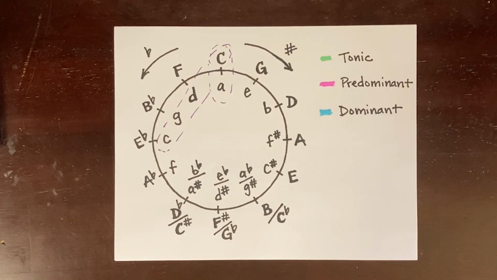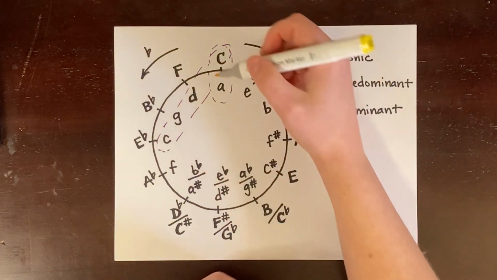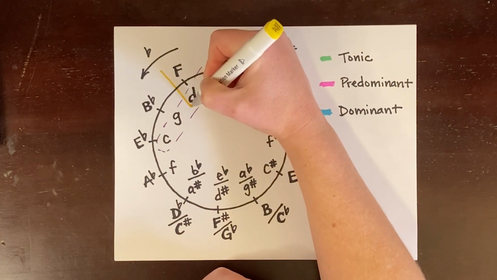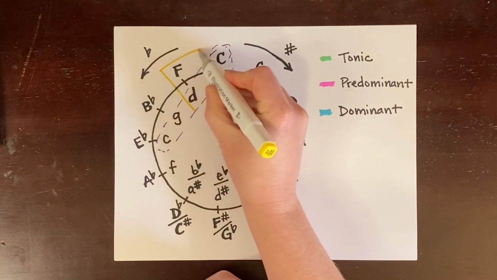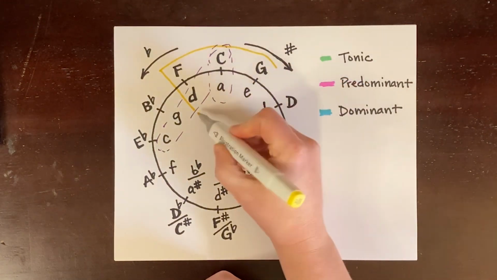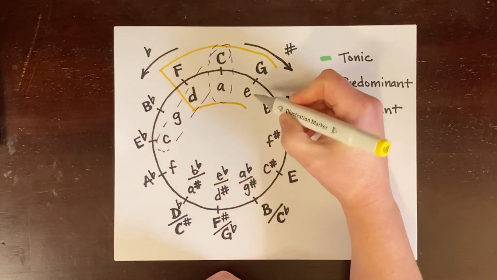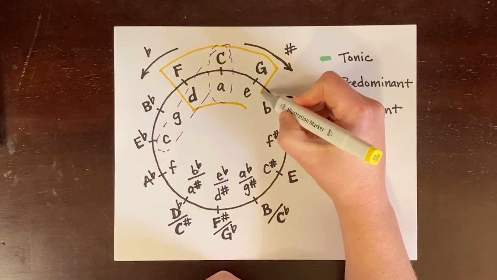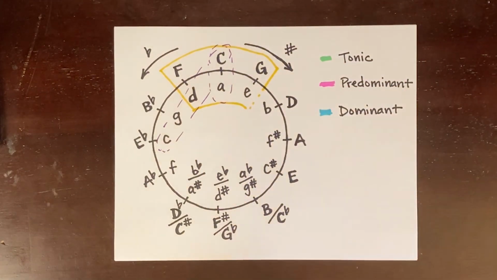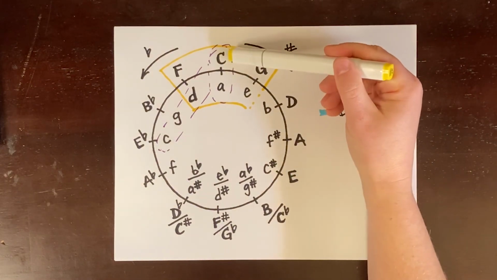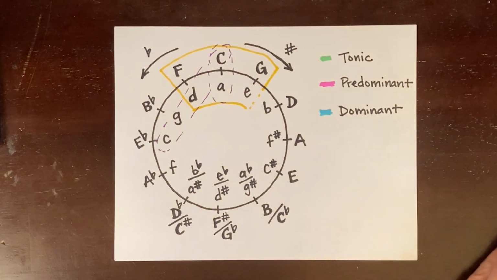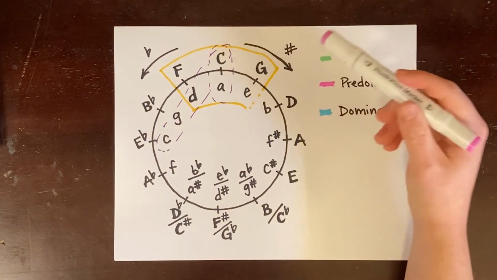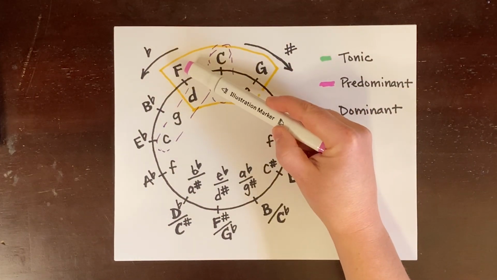Now I'm going to go back to my circle for a minute because I want to show you on the circle, if I draw a box around all of the closely related keys, and I think about these keys as chords instead of actual keys, I now have all of the chords that I need for the key of C major. In my box that I just drew, we have C major, that's going to be my tonic. I also have G major, that's going to be my dominant or fifth chord of the scale. I also have F, which would be the 4 chord or the predominant.